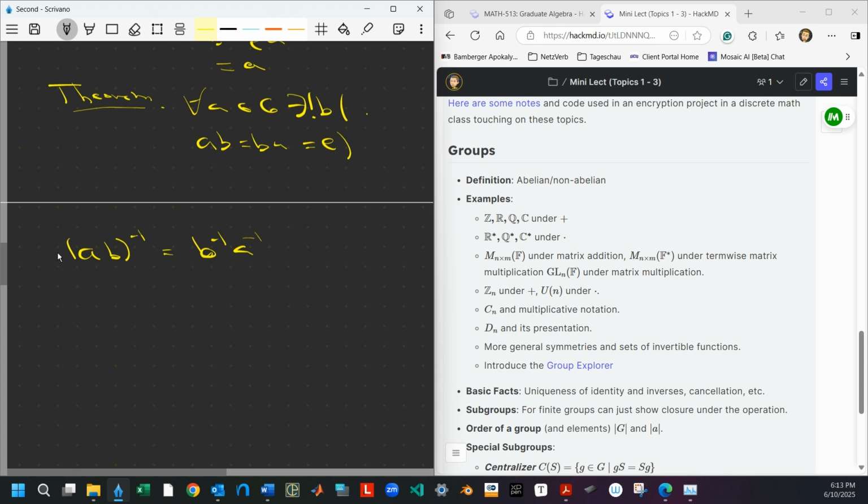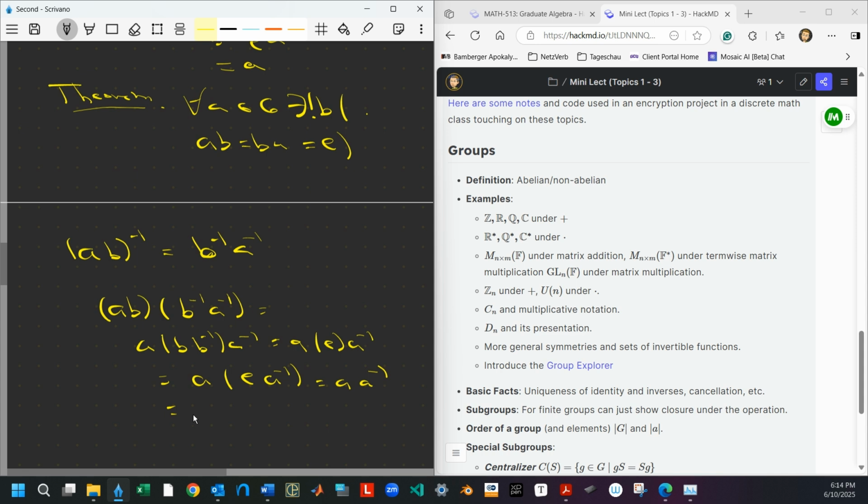Good, all right, so let's prove this. In order to show this, I just need to show that AB times B inverse A inverse, that product right there, gives me E, right? If I write that, I can use associativity to get this. And this, of course, is A E A inverse, right? And then, to be formal, I can use associativity again. So this was A inverse, using also the fact that E times A inverse is just A inverse, and this, of course, is just E. So this times that is E.